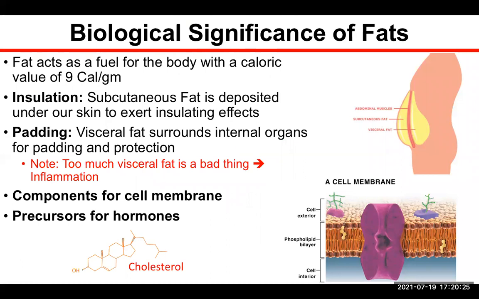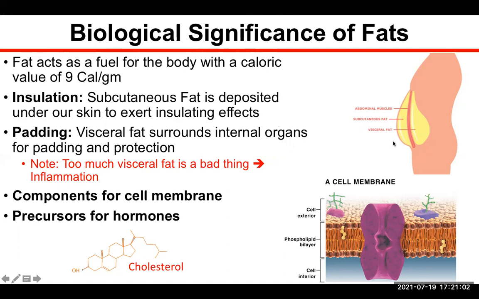So what is their biological significance? As I mentioned in one of the other lectures, fat is used as a fuel and has the highest amount of energy of any of the macromolecules, at 9 calories per gram. The main function that fats perform is insulation. This is in our subcutaneous fat. We all have it. It's under our skin, and it's just to keep us warm.